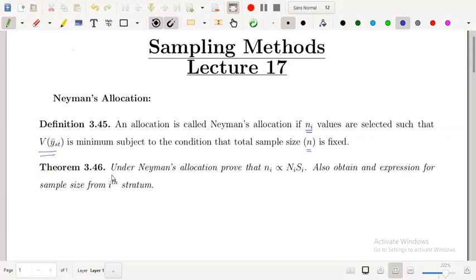Look at this theorem. Under Neyman's allocation, prove that ni is directly proportional to NiSi. Also obtain an expression for the sample size from the ith stratum. First we have to prove ni is directly proportional to NiSi, and after that we have to find the expression for small ni. So to prove this, here is the proof of this theorem.